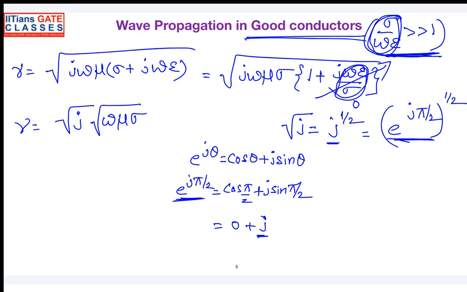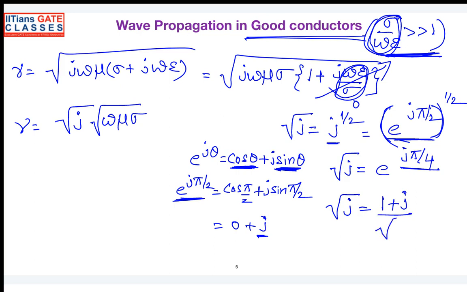Since j power 1 by 2 is there, that will be e power j pi by 2 whole power 1 by 2. So what you are going to get? Root j is equal to e power j pi by 4. You can apply the same thing here: e power j theta is equal to cos theta plus j sin theta. If you substitute theta equal to pi by 4, you will get cos pi by 4 and sin pi by 4, both are 1 by root 2. So the root j value can be written as (1 plus j) by root 2. Okay. This is a very important point you have to remember.